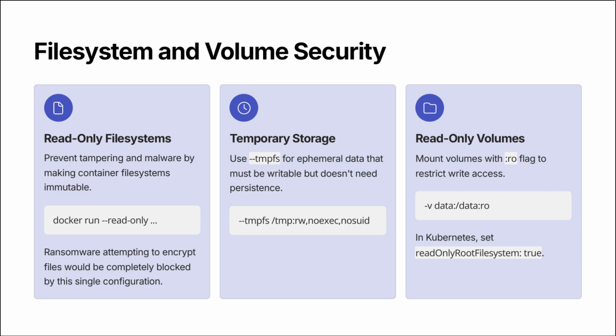On this slide, we're going to discuss the importance of file system and volume security in Docker. Let's start with read-only file systems. By running Docker with the read-only flag, you can prevent tampering and malware by making container file systems immutable. This is a powerful tool against ransomware that attempts to encrypt files. With this configuration, such attempts would be completely blocked.